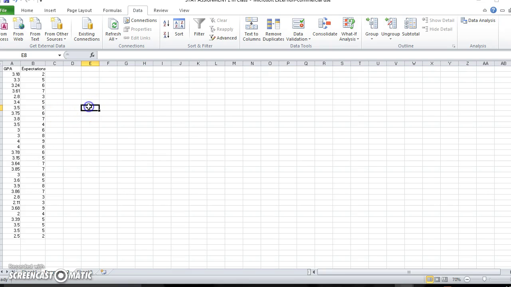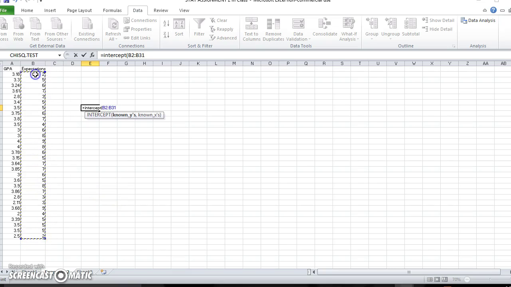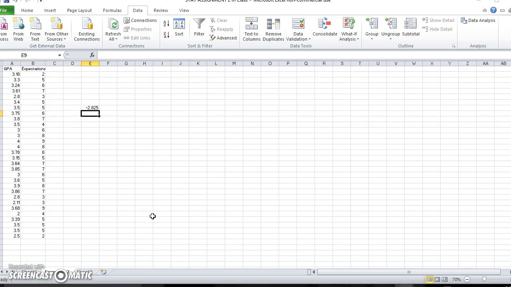To do this, we need a couple of different features. We need to figure out the intercept. To solve the intercept, we simply type in equals INTERCEPT, and then it'll say known y's. Our known y is our outcome variable, and that is expectations. So we select that data, and then we hit comma, known x's. Again, I'm following the guide right here: x is our explanatory variable, which is GPA. Then I close the parentheses, and I get an intercept of -0.285.